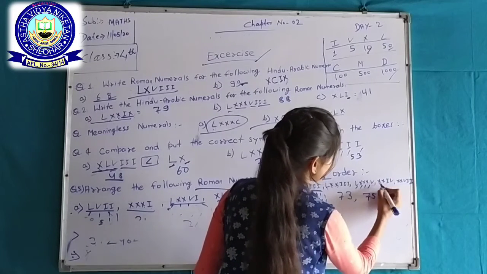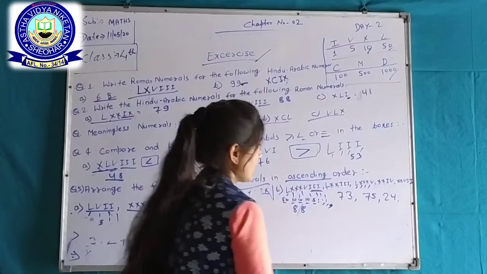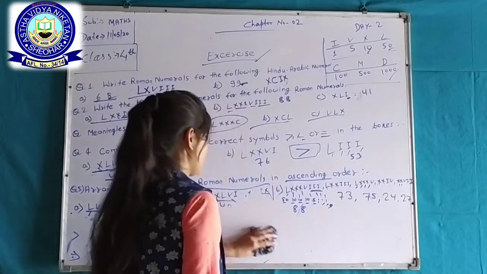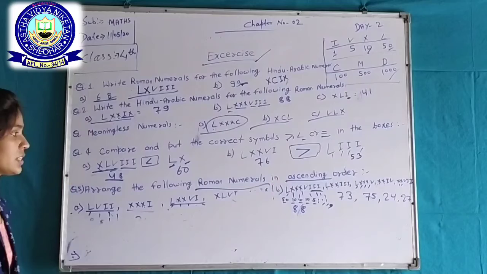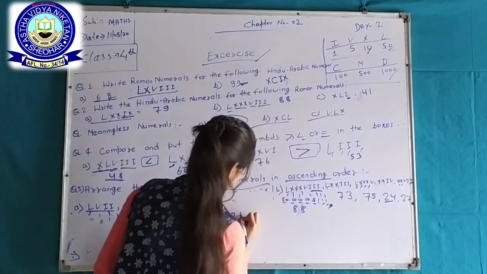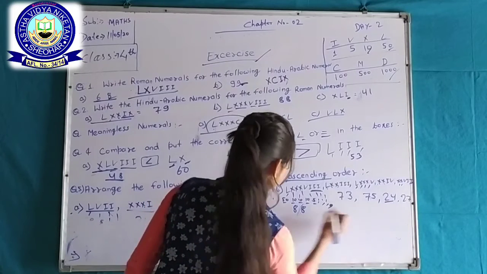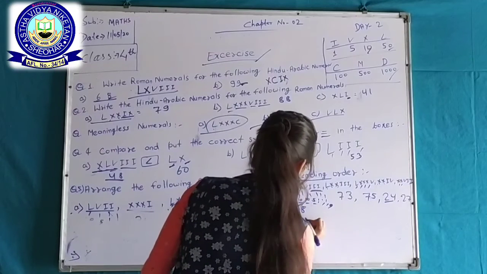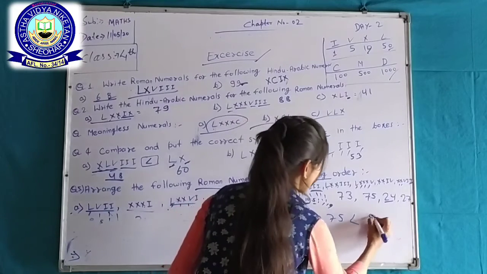X for 10, 10 plus 10, 20, 20 plus 4, 24, and X 10 plus 7, 27. Now we have to write in ascending order. First of all, we have to write which is smaller than the other numbers. First of all, 24 is smaller than 27, and 27 is smaller than 73, and 73 is smaller than 75, and 75 is smaller than 88.